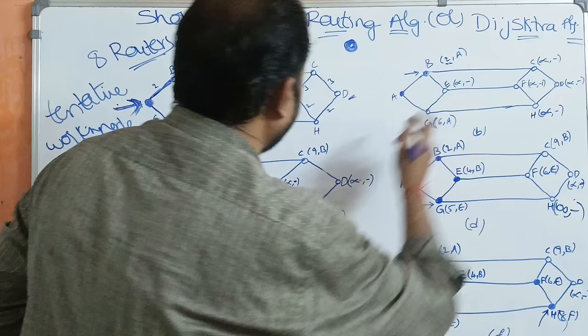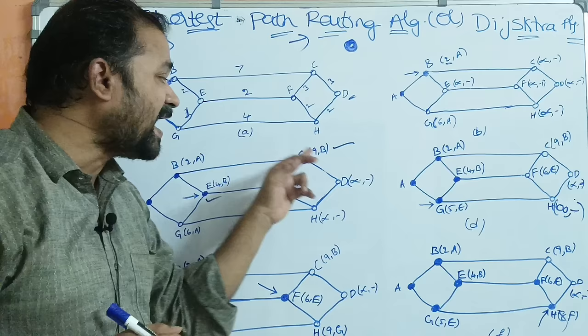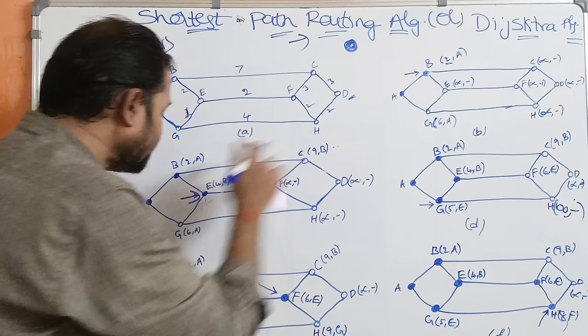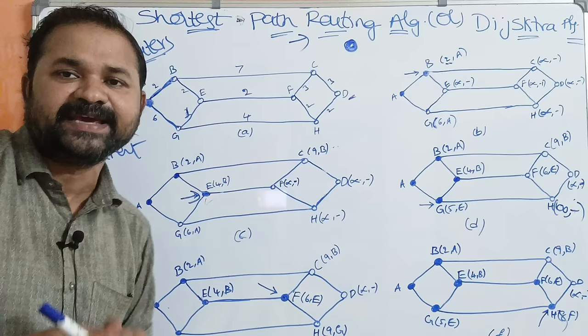Yeah, C node, next E node. So out of 4 and 9, the smaller value is 4. So we have to make this E node as the permanent node. So now let us explore E. So what are the neighboring nodes of E?